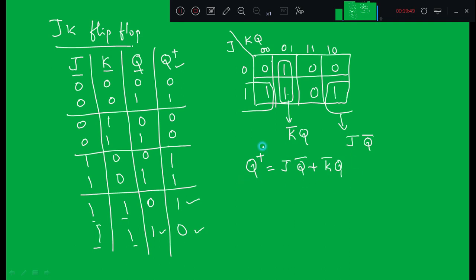So one more is remaining, that is the T flip-flop. I'll give you that as homework, so you just try how to obtain that Boolean characteristic equation.